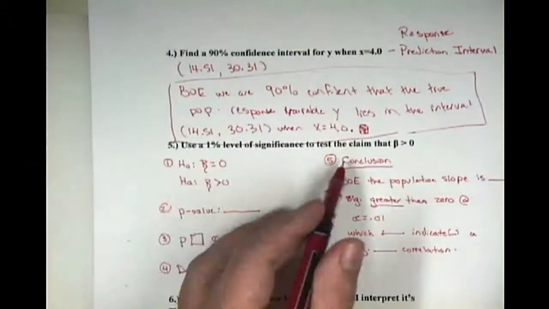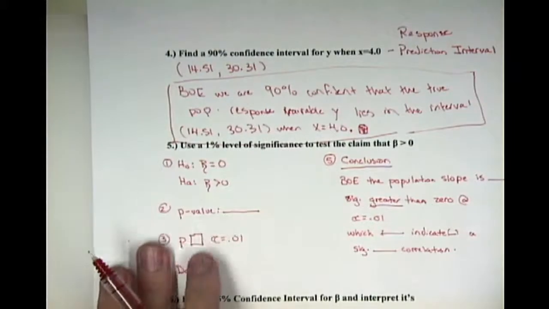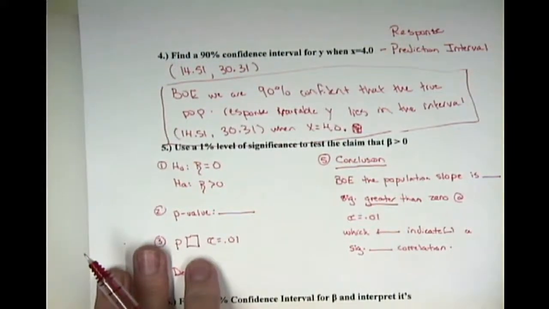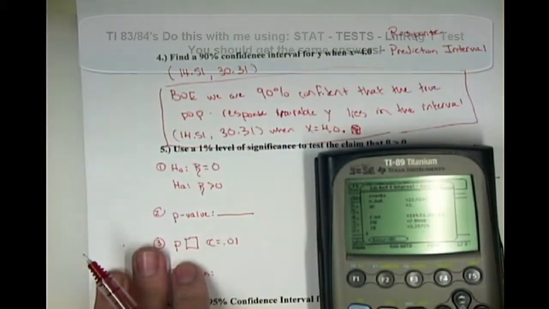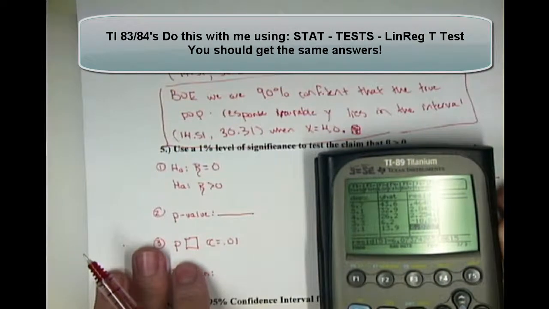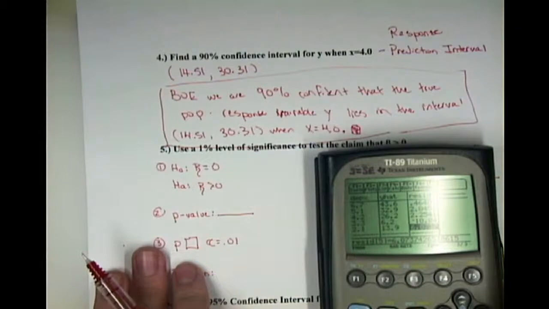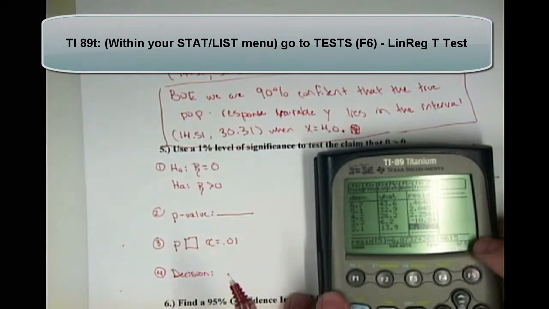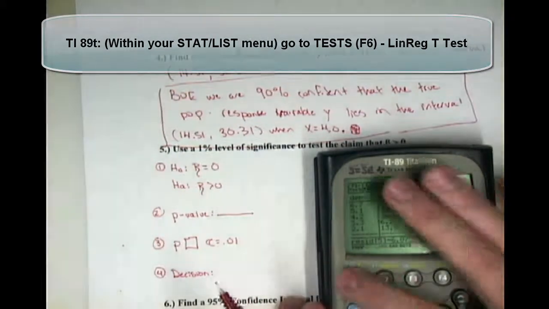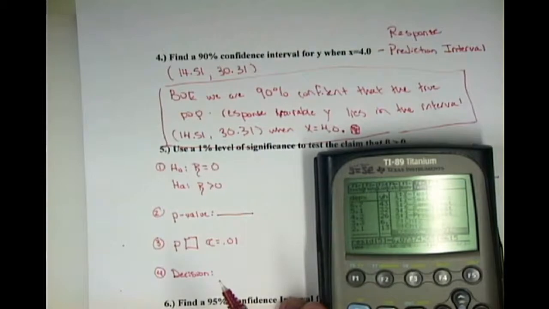Use a 1% level of significance to test the claim that beta is greater than 0. I could bring back that little 83, but I'm going to go ahead and keep working. Whoops, I dropped it. With this 89 titanium. For those of you who have this one, if you've got a different model, just go to Stat, Test, bring up linreg t-test again. For those of you with this 89 titanium, here's what you do for a test. You go to F6, which is second F1. You're going to go to linreg t-test. Oop, there it is. It's number G, or sorry, H. No, A. I can't read this far away. It's A. Small print on these, isn't it?